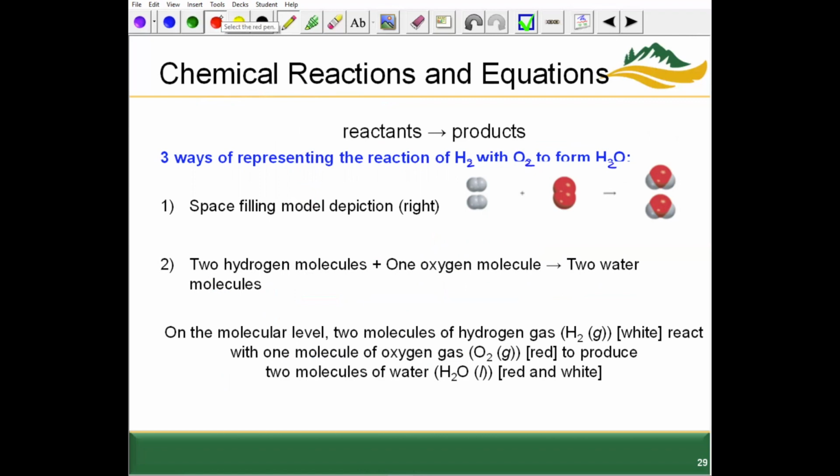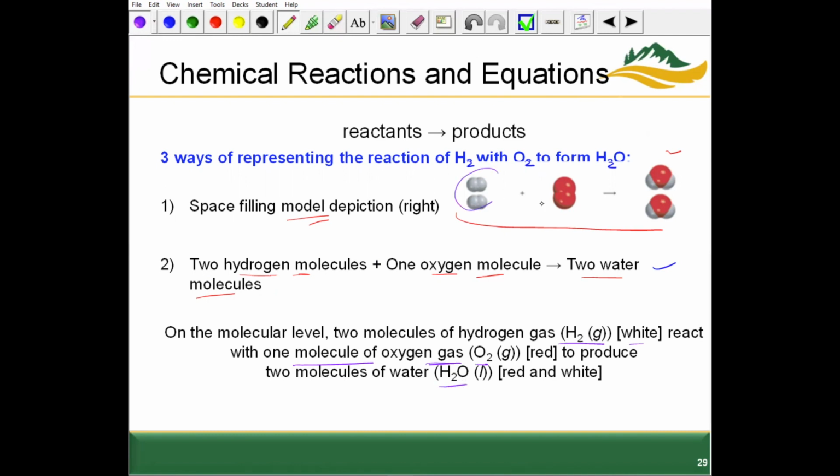What I showed you on the last slide is how we can depict it with a space-filling model. So we talked about these different models. Another way we could say this is 2 hydrogen diatomic molecules, to be more specific, plus 1 oxygen diatomic molecule come together to form 2 water molecules. So this is how it can be written out in just words as well. This is what's happening on the molecular level. We have hydrogen gas in white reacting with a molecule of oxygen gas, or O2, to form water.